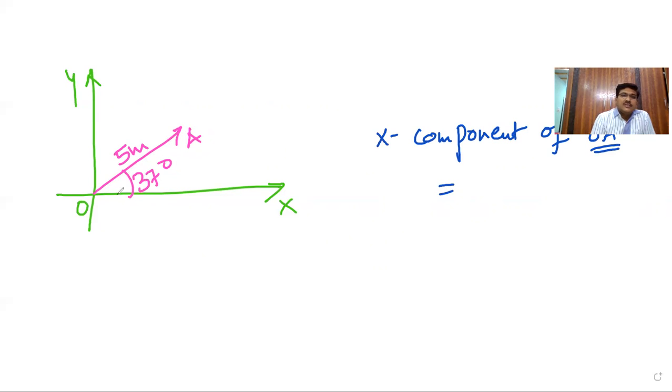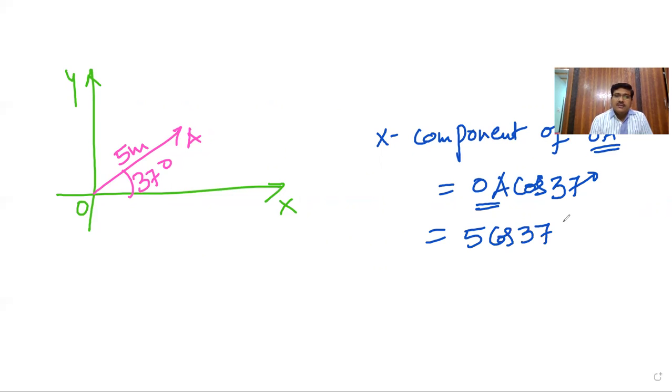What is the x component of OA? It is OA cos theta. With the axis, it is making the angle, so that becomes cos. We have seen this in the earlier class. So OA cos 37 degrees. OA is how much? Magnitude 5 meters. So 5 meters cos 37 degrees becomes 4 meters. So the x component of OA is 4 meters. Clear? Okay. Now, observe.